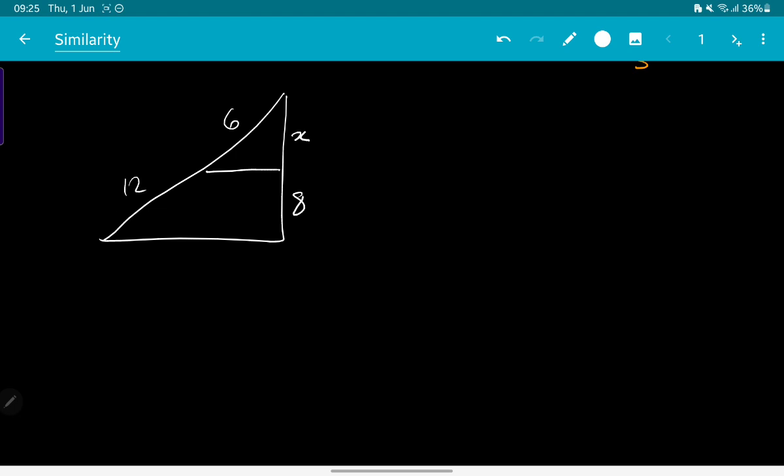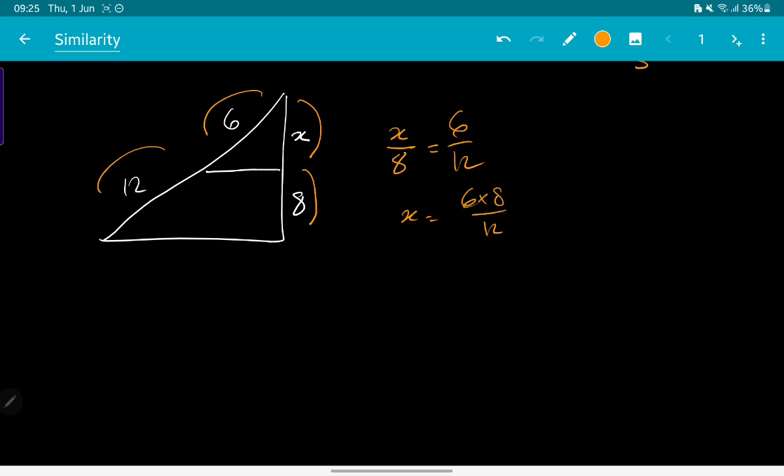To make sure that you understand, let's try this one. x over 8, 3, or 6 over 12. So now to find x, it's part over part. We divide the big triangle into two parts. x over 8 is the same as 6 over 12. So x equals 6 times 8 over 12, which is 4.